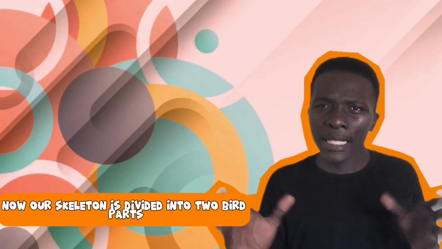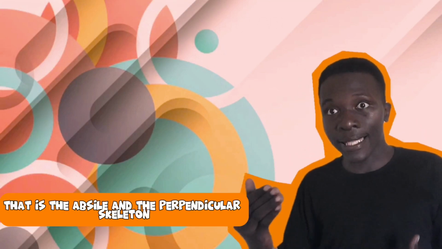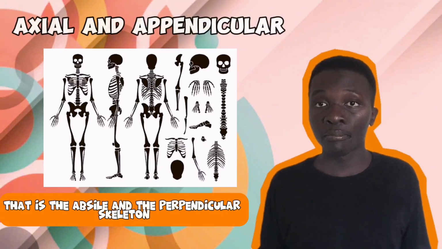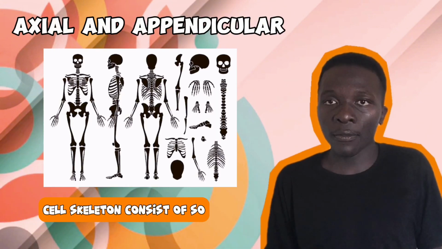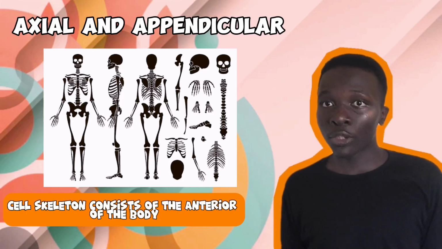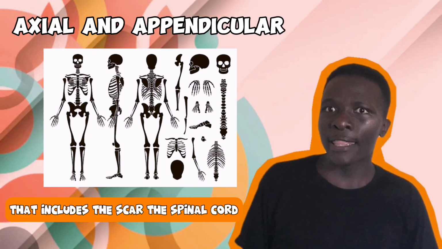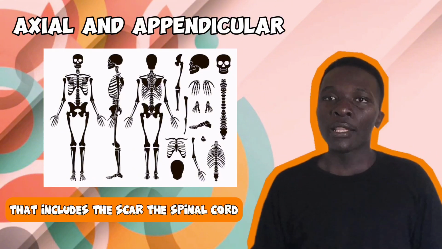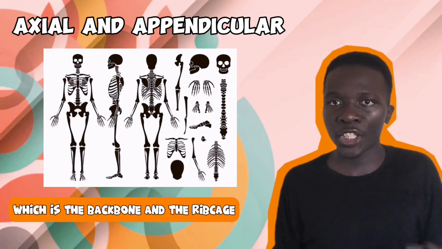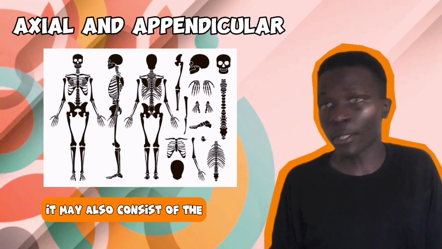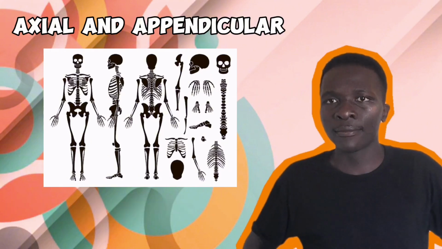Now, our skeleton is divided into two broad parts. That is the axial and the appendicular skeleton. Let's run into details of what the axial skeleton consists of. So our axial skeleton consists of the anterior of the body, that is the upper part of the body. That includes the skull, the spinal cord, which is the backbone, and the rib cage. It may also consist of the pelvic girdle found just in the waist.